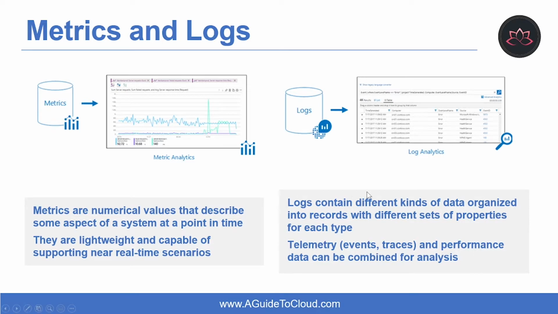So now let's understand what Azure Monitor logs are. Logs in Azure Monitor contain different kinds of data organized into records with different sets of properties for each type. Logs can contain numeric values like Azure Monitor metrics, but typically contain text data with detailed descriptions. They further differ from metric data in that they vary in their structure and are often not collected at regular intervals. Telemetry such as events and traces are stored in Azure Monitor logs in addition to performance data so that it can all be combined for analysis.